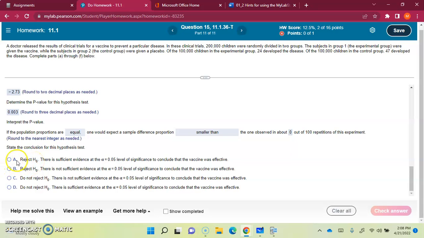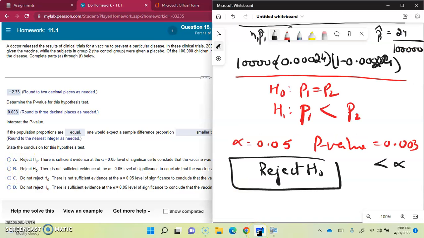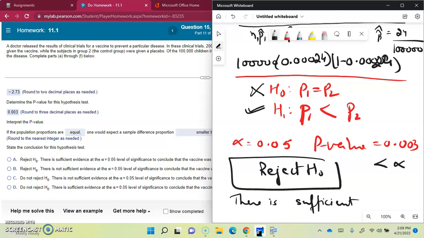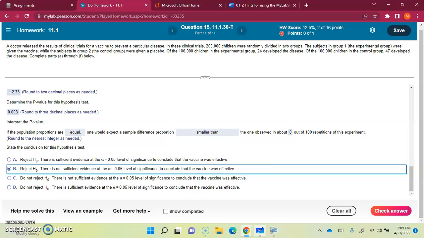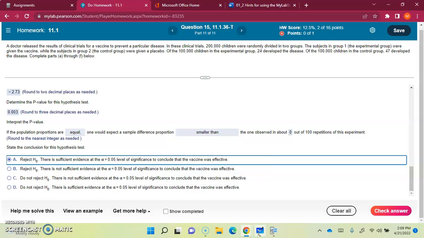Rejecting H naught. So the answer is A or B. But if we reject H naught, we are accepting H1. That means there is sufficient evidence. So we are going to say we are rejecting H naught and there is sufficient evidence for the population proportion of P1 to be less than P2. So reject H naught, and there is sufficient evidence at this significance level that the vaccine is effective, because fewer people are contracting the disease, and it is preventing the disease.